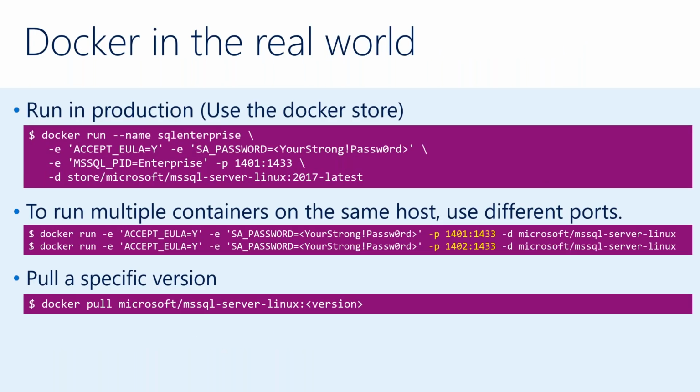So how do you do it in production though? Because the Docker image that we have on the Docker Store is a Developer edition, which is a free version of SQL Server. So there's something called the Docker Store where you register. And in the Docker Store, when you set this up, you can then run your Docker image and put in the enterprise edition of SQL Server, like Enterprise.